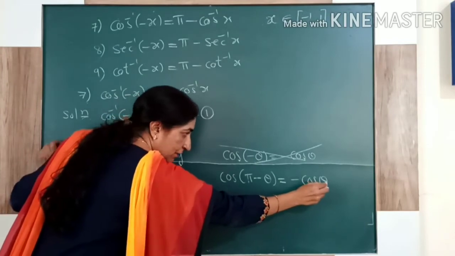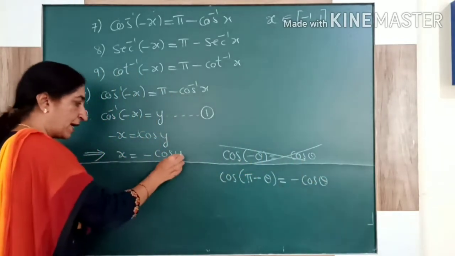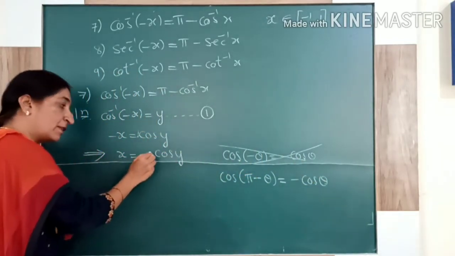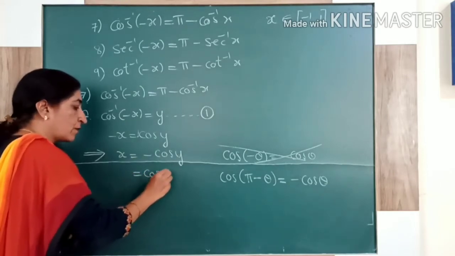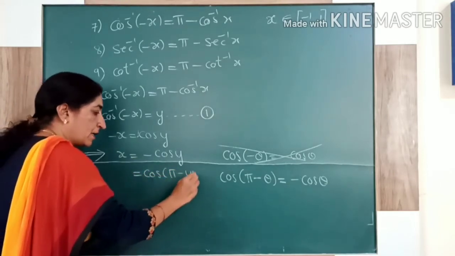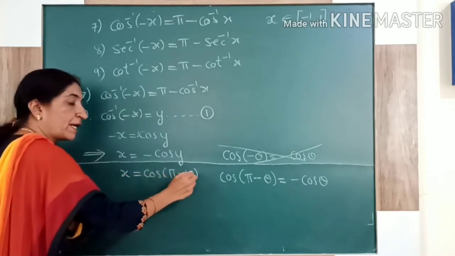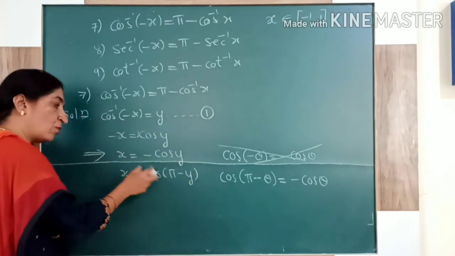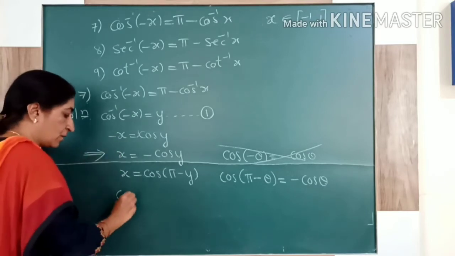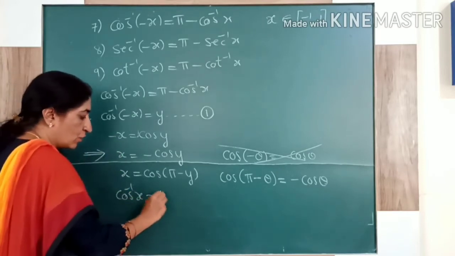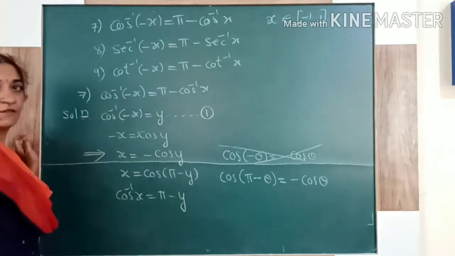The only difference is here we have a theta and here we have a y. So how do you write this? This will be written as cos pi minus y. Now x is equal to cos pi minus y. Take cos on this side: cos inverse x is equal to pi minus y.